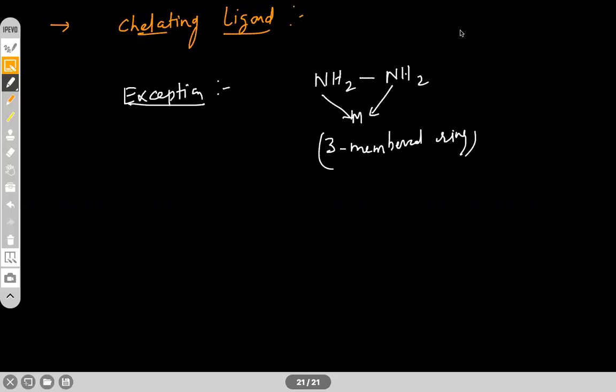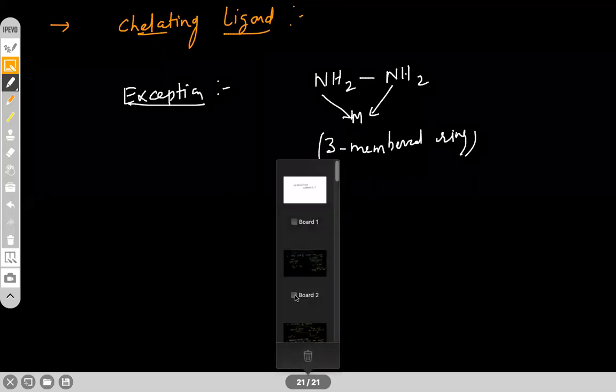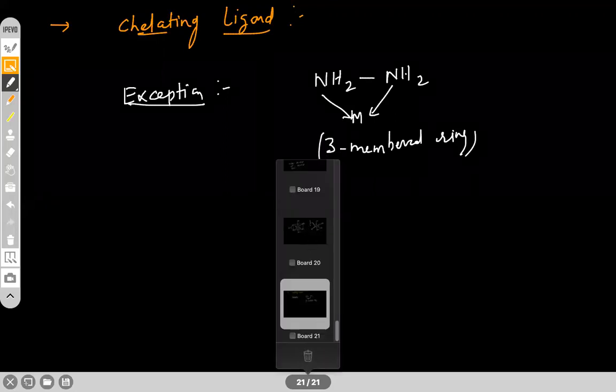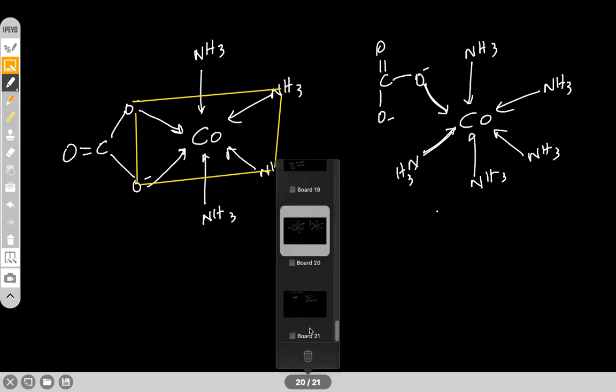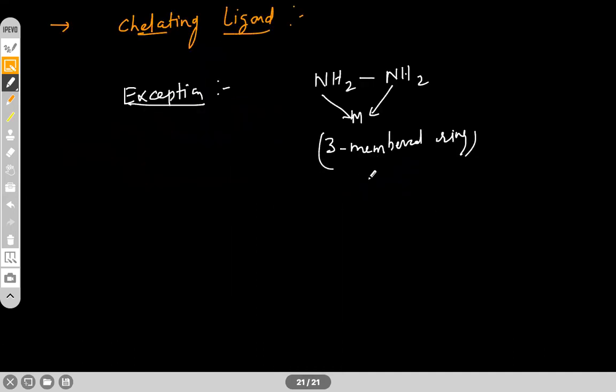Yes. So the previous example also is not stable. This is not three-membered in the previous one. This one, four. Okay, I don't see. But yeah, if a three-membered ring is forming, then it is not stable. I've just given you one example. Okay? This is one exception.